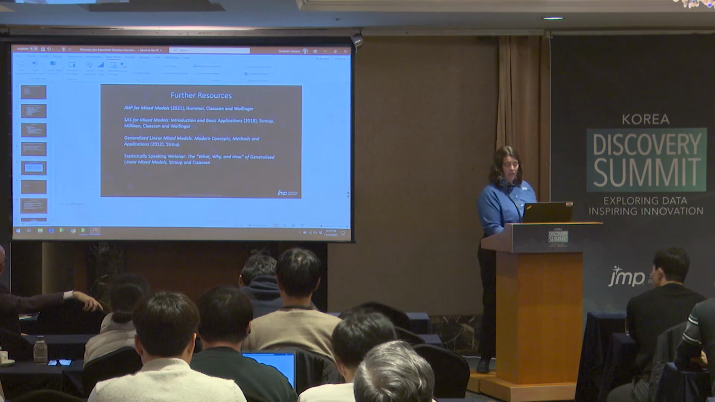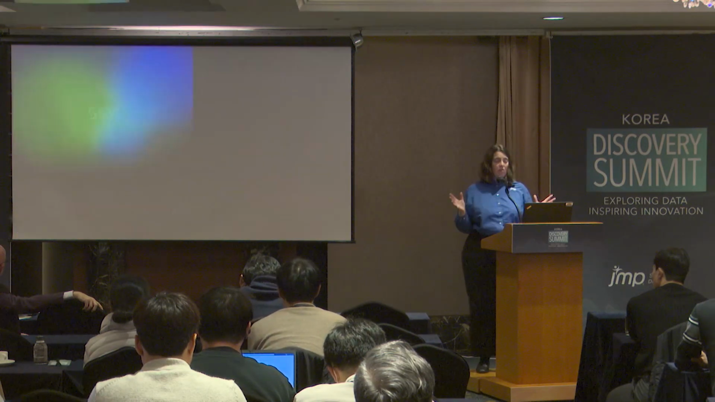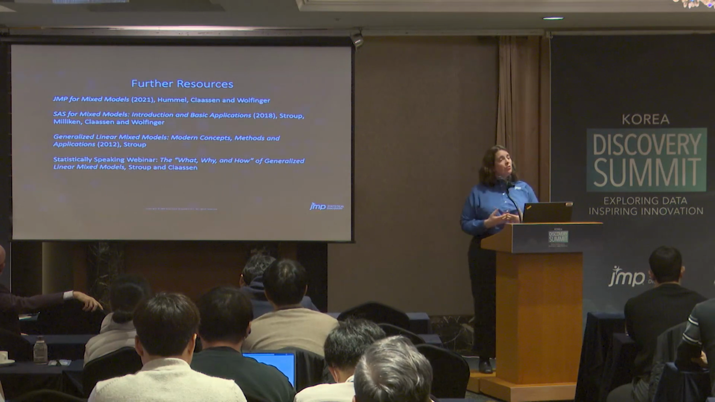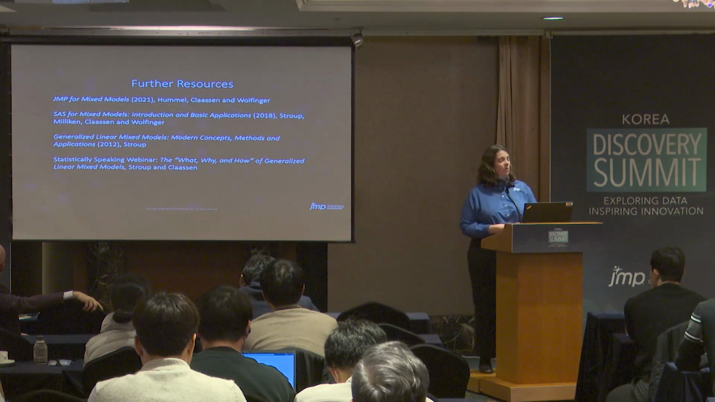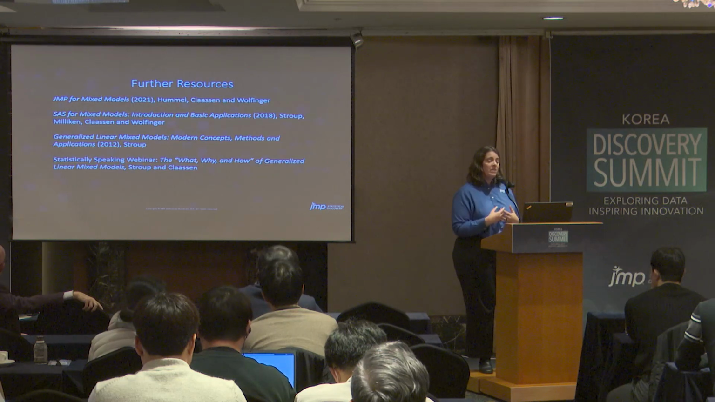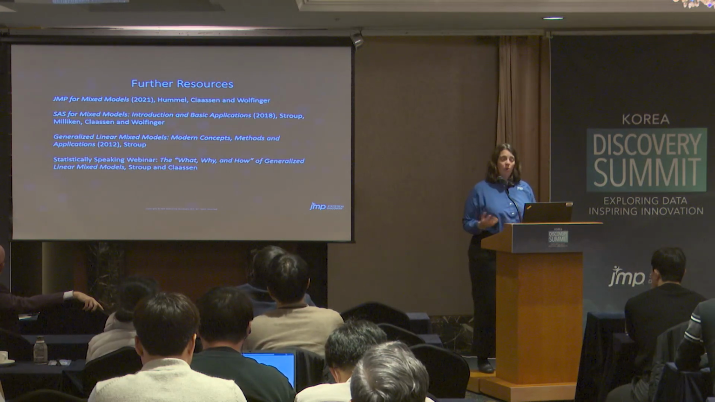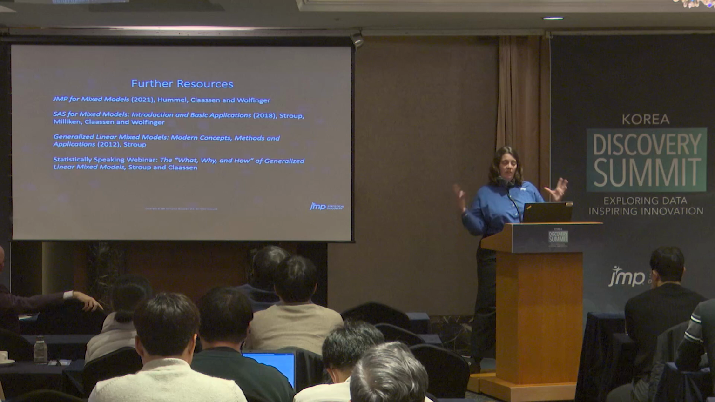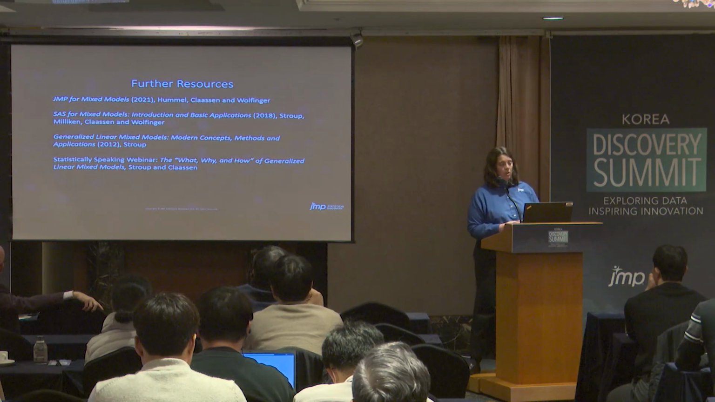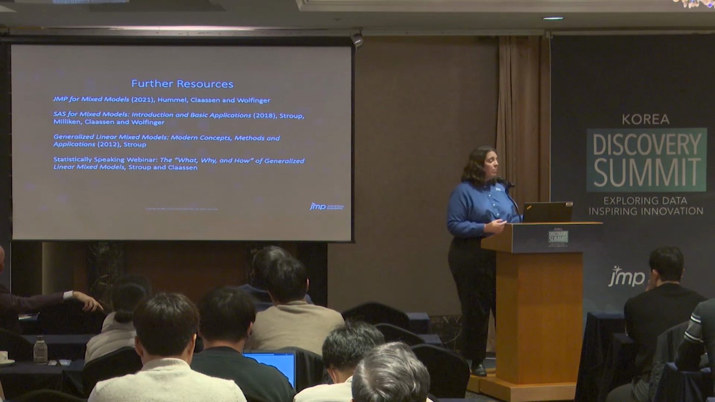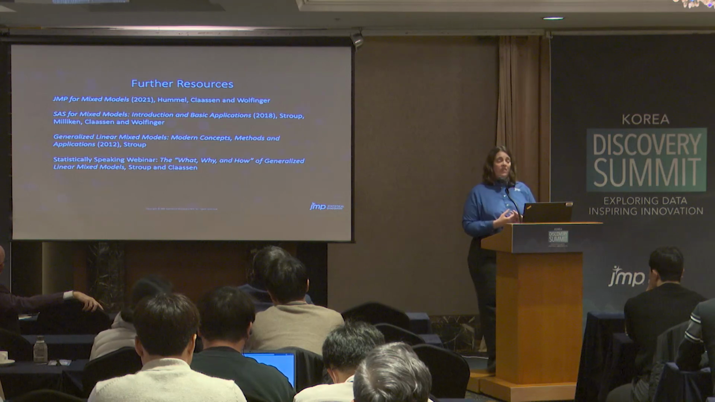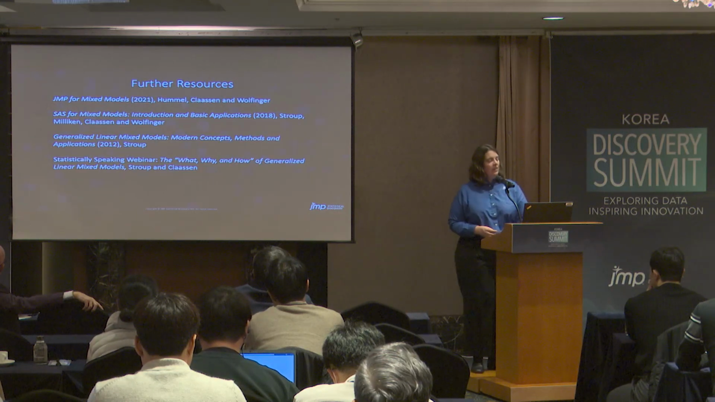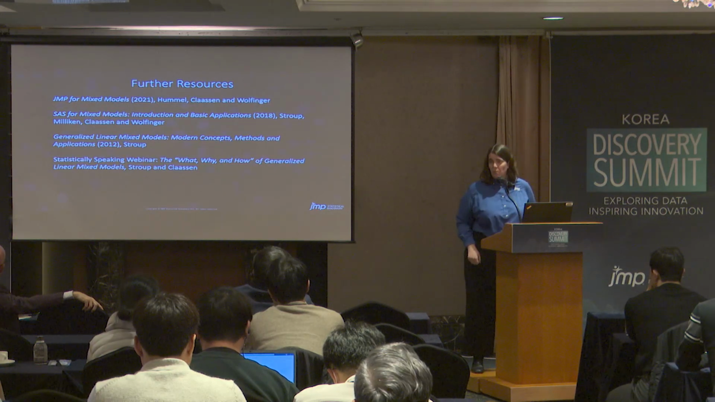There's a whole lot of details that I can't get into. There's math and all of that. So I have created this with some further resources if you're interested in reading more about mixed models. A couple of years ago, myself and Russ Wolfinger and Ruth Hummel, we all work in the JMP division, wrote the JMP for Mixed Models book. There's also the SAS for Mixed Models, which is even bigger, and you can convert some of that information over into JMP. Again, myself and Russ Wolfinger from JMP were part of that team. My advisor, Walt Stroup, wrote what I think is the book for generalized linear mixed models. And then he and I did a Statistically Speaking webinar for JMP on how we do mixed models.